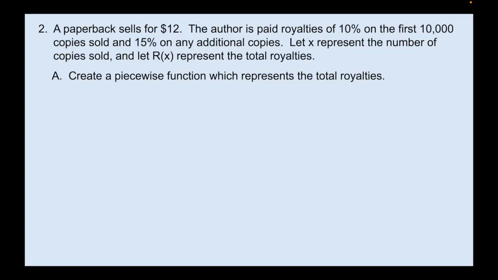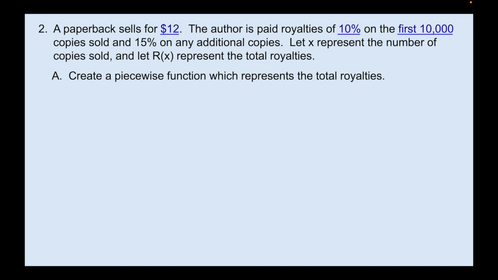Now for number two, a paperback sells for $12. The author is paid royalties of 10% on the first 10,000 copies sold and 15% on any additional copies. Let X represent the number of copies sold and let R of X represent the total royalties. For part A, again, we're going to create that piecewise function, just like we did in the last problem. Here, there's really only two situations, since we're looking at one condition being up to 10,000 copies sold and the other one being beyond 10,000, and that's what's going to give us our two pieces.